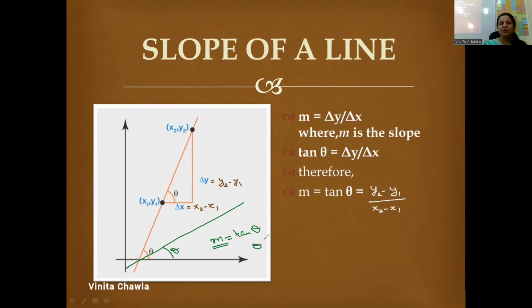And when we increase the value of this angle theta, when theta increases, then tan theta also increases. And when tan theta increases, m increases. The slope increases with the angle. More the angle, more is the slope. And how do we find slope?